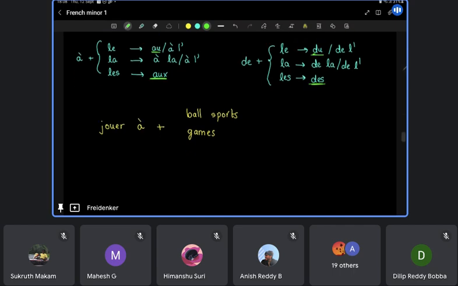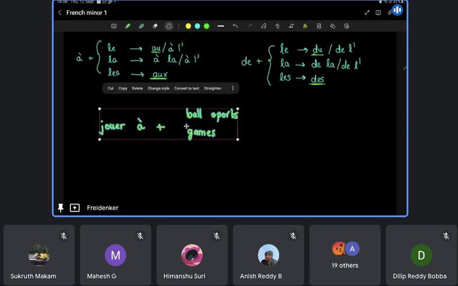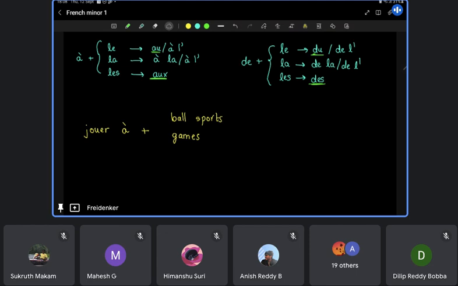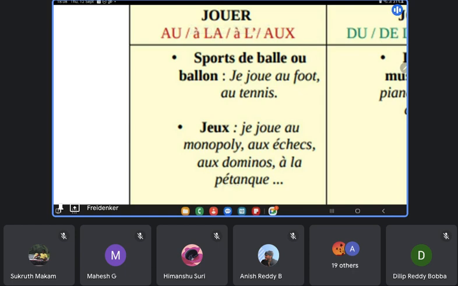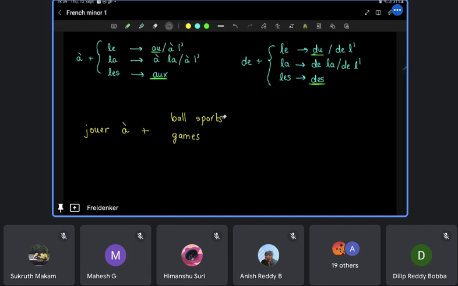So, okay, now we'll see. If the ball sports or games are masculine, feminine or something, it takes on these fusions. If you look at some examples, it says je joue au foot. So let me write one example. So le foot.